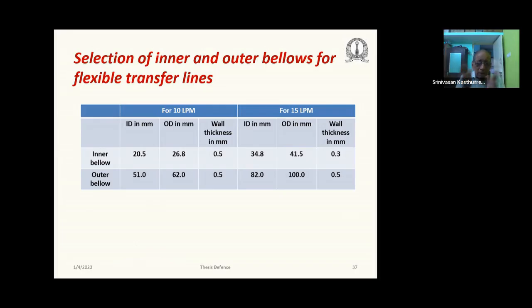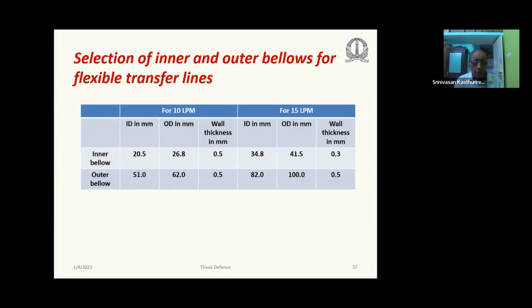So using the same equations that have been given, assuming it to be a straight line, the bellow is expanded into a complete straight line of the inner tube. Then the inner bellow diameter is about 20.5. It's the case for a 10 liters per minute flow rate.